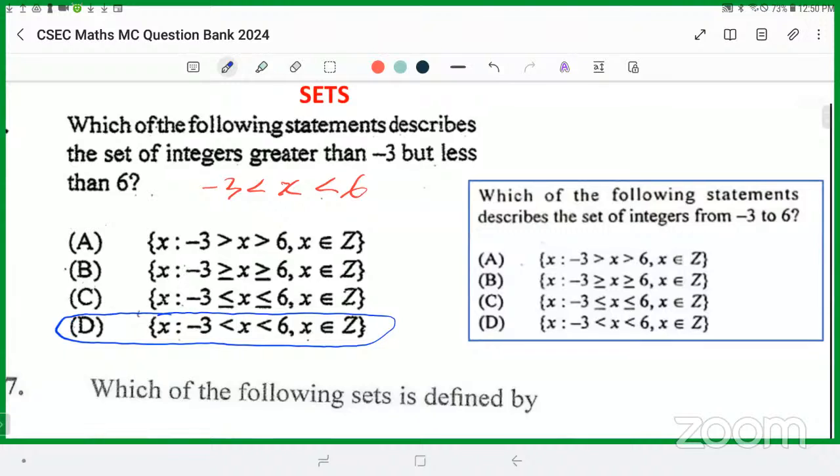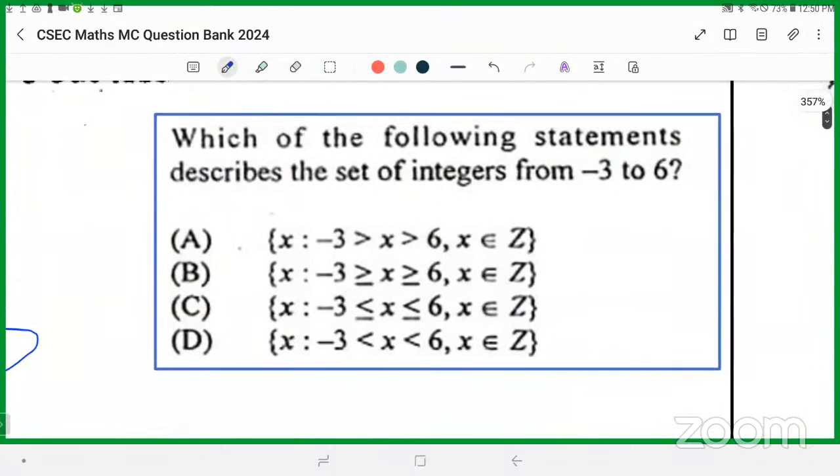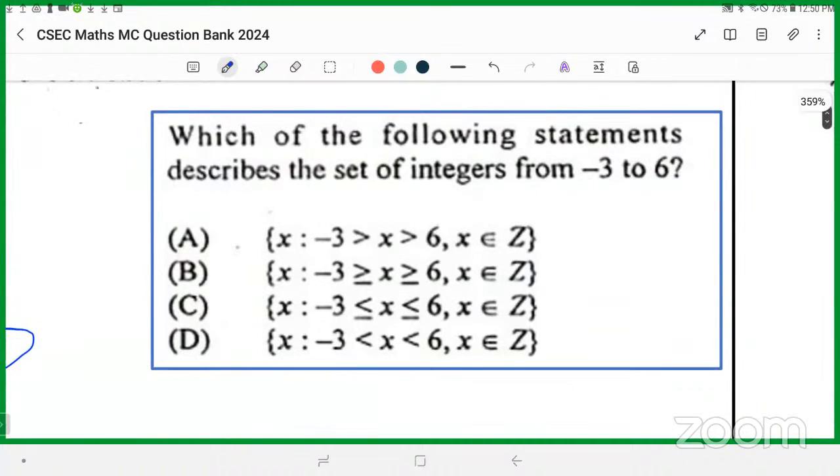So look at this one now. See the similarity. It says, which of the following statements describe the set of integers from negative 3 to 6. But this word from now means that you're including them. That's a difference. So you include negative 3 and 6 now. You're still between them, but you're now including them. So it has to be this one now, because the equal is on these. Look at the difference.